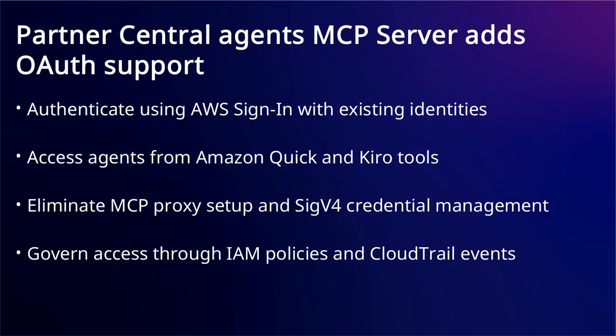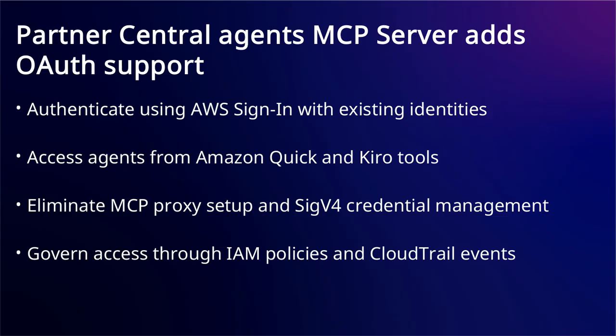Previously, you needed to set up an MCP proxy with SigV4 credentials or sign in through the AWS Management Console with IAM credentials to access Partner Central agents from your tools. This required additional authentication software installation and maintenance. You can now authenticate using AWS Sign-In with OAuth, allowing you to authorize tools like Amazon Quick and Kiro to access Partner Central agents with your existing AWS identities and sign-in methods.